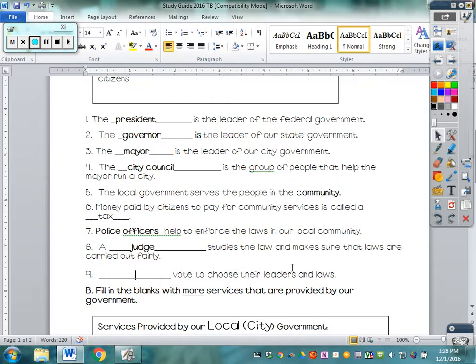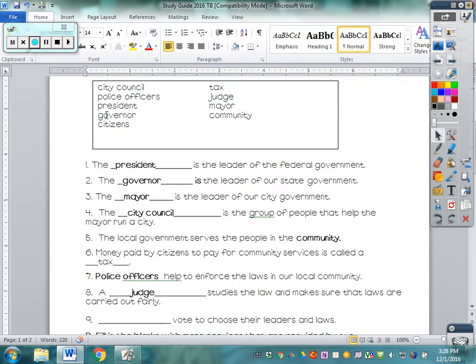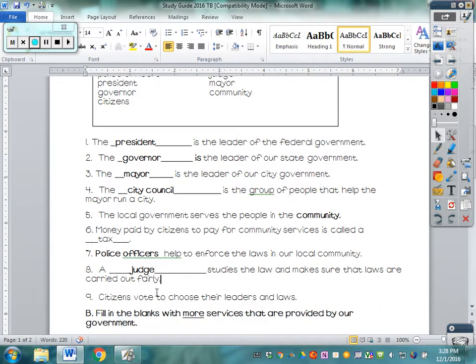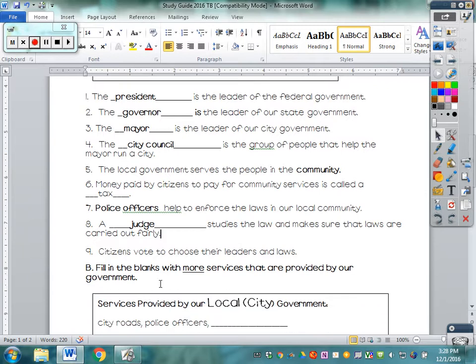Blank vote to choose their leaders and laws. And what we have left up here is citizens. We are the citizens. The people that get to vote. And you got to be citizens and vote in the classroom in a mock election for different things in our classroom. And you are our classroom citizens. We did different things. All right, moving on.